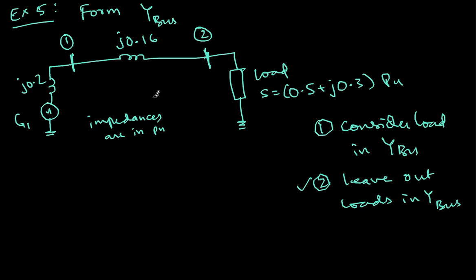You just mention that, and then this one we already know. You can convert it into admittances. So this will be 1 by j0.2, which is minus j5, and this will be 1 by j0.16, so it will be minus j6.25.